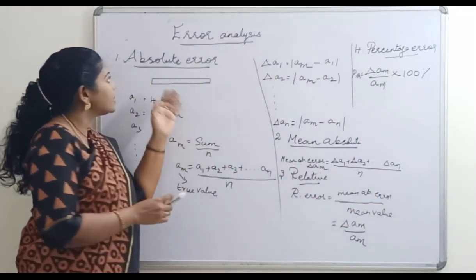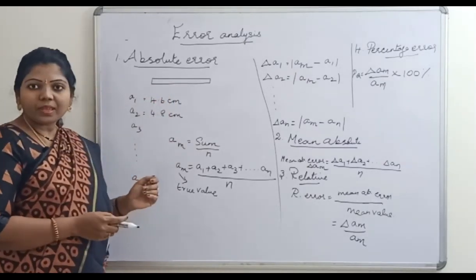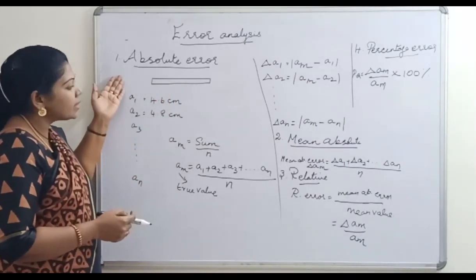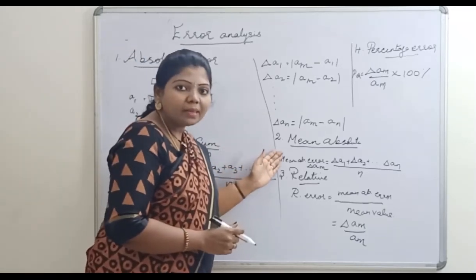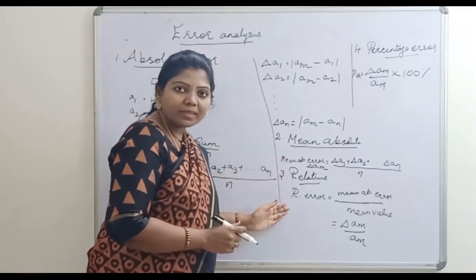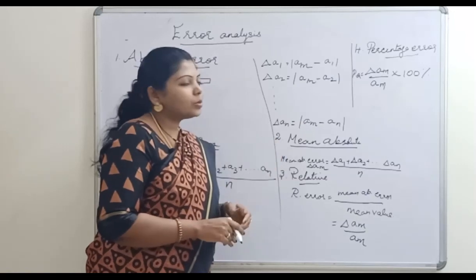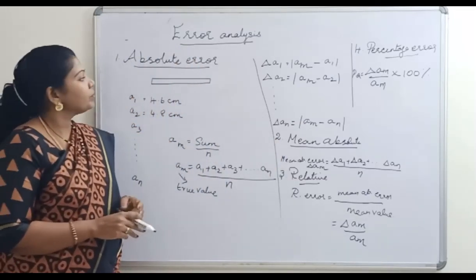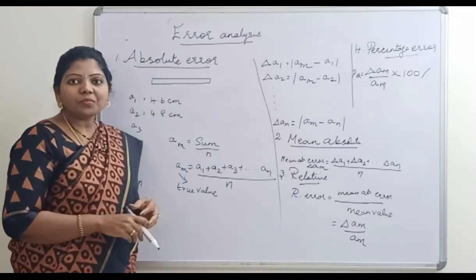So we have analyzed the different kinds of errors. What are they? Absolute error. Second one is mean absolute error. Third one is relative error. And the fourth one is percentage error. Hope you have understood well.